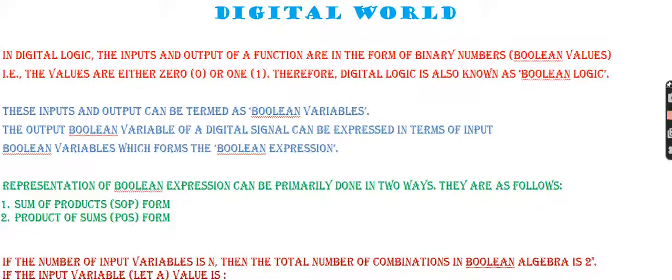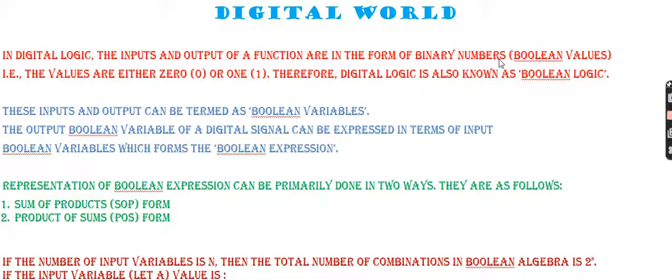In the digital world, that means in digital logic, the inputs and outputs of a function are in the form of binary numbers. That means in digital electronics, the inputs or the output of any function should be in binary form. That is, either 0 or 1. So they are all Boolean values.